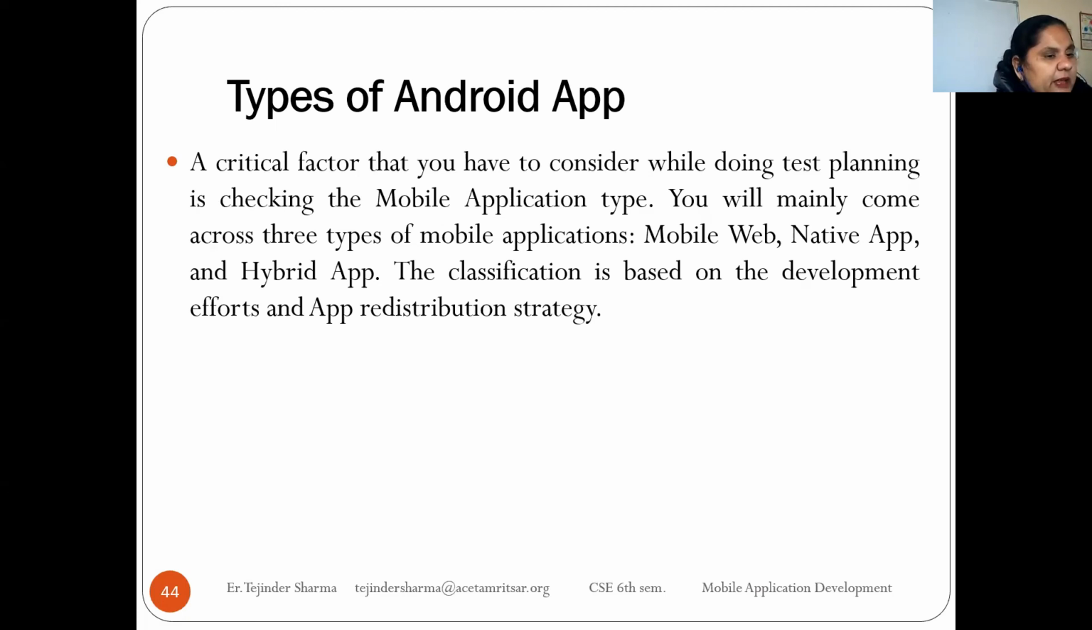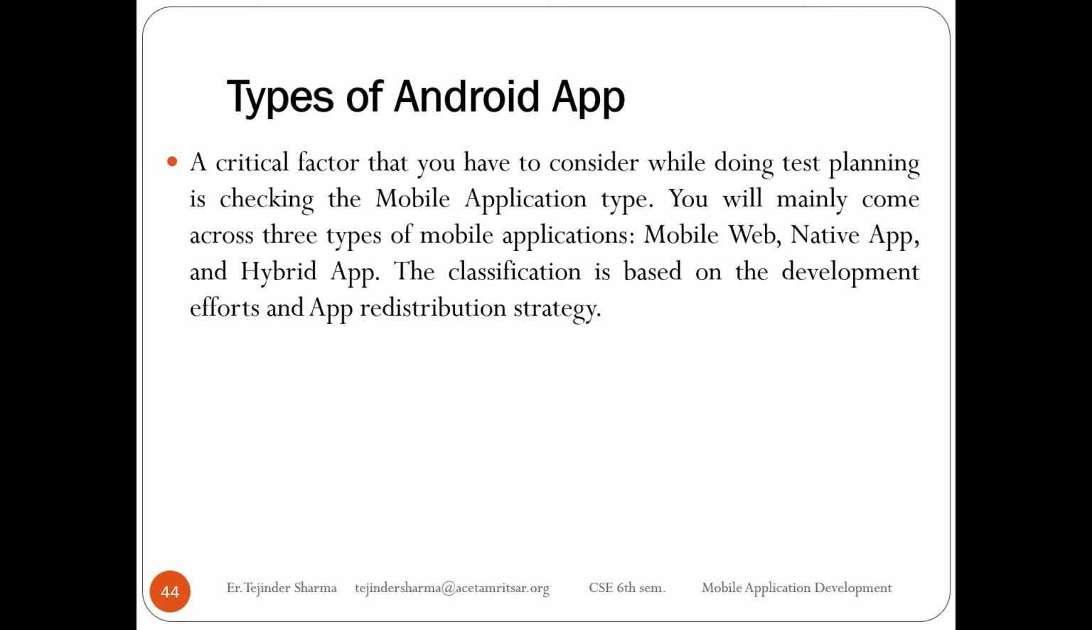There are basically 3 types of apps: mobile web app, native app, and hybrid app. Native apps are the apps which are already there, pre-installed in your mobile phone before you take your phone. Whenever you buy a new phone, some set of apps are installed. So they are your native apps.